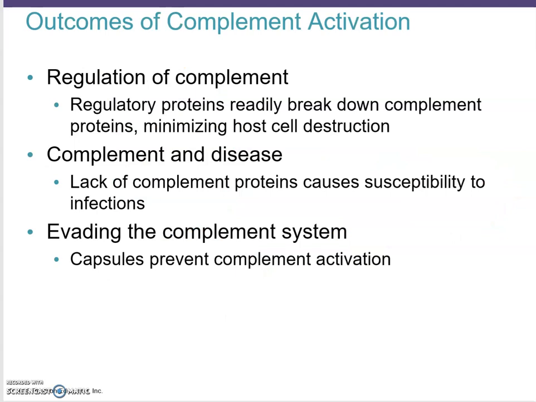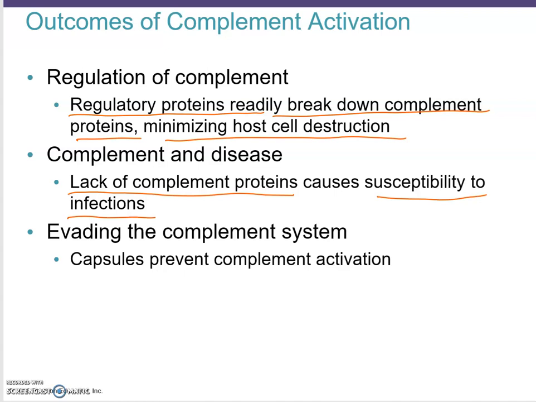And here to finish up with complement, let's take a look at how complement is turned off. So basically there are some regulatory proteins that break down complement proteins and thereby minimize whole cell destruction. There's also some association of complement and disease. If you lack complement proteins or your complement system doesn't work properly, then you're more susceptible to infections. And some bacteria have learned to evade the complement system. Those are mostly the ones that have capsules, because capsules prevent complement activation.